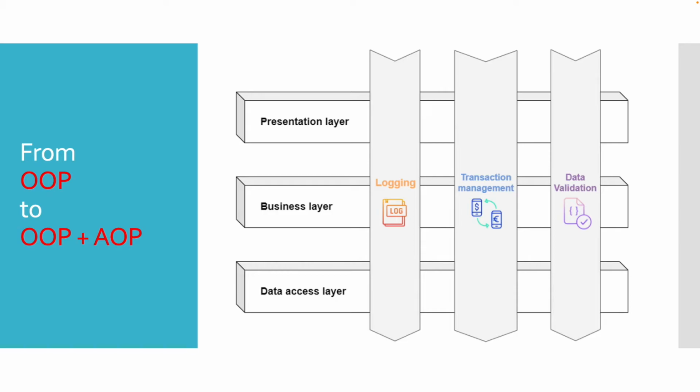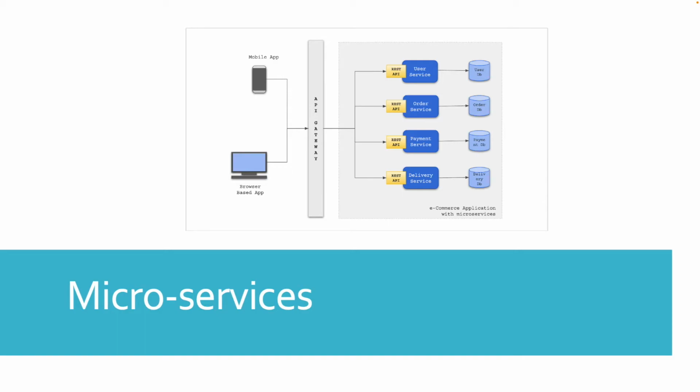We can see in this diagram that the layered software has different layers: presentation layer, business layer, data access layer, but all of them have logging, transaction management, and data validation. All those things can be abstracted into AOP. Let's see how to use AOP in system design.